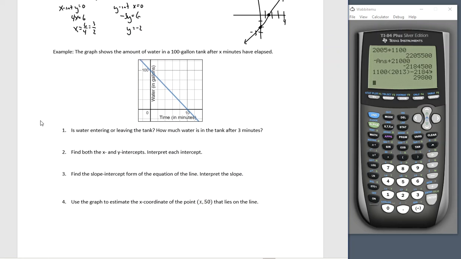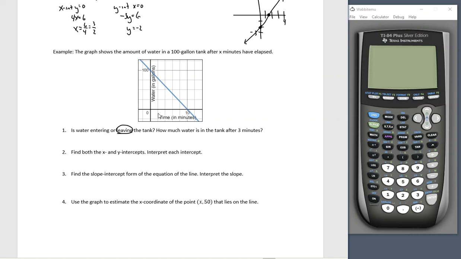All right, let's look at a word problem. The graph shows the amount of water in a 100-gallon tank after x minutes have elapsed. So we have the water in gallons and we have the time in minutes. Is water entering or leaving the tank? So let's see. At time 0, there's 100 gallons. 10 minutes later, there are 0 gallons, so it seems as though water will be leaving the tank.